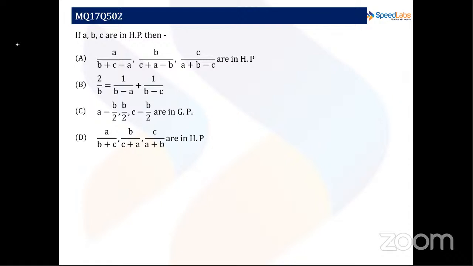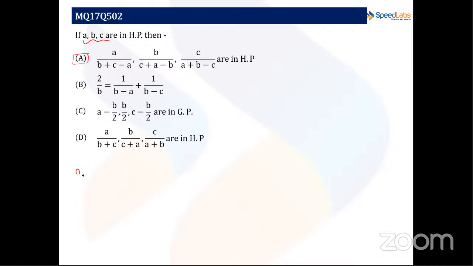Now we are having the first question. Is it audible? Yeah. So A, B, C are in HP, then we need to check for these conditions. These are multiple choice questions. You may get more than one option correct. Okay.